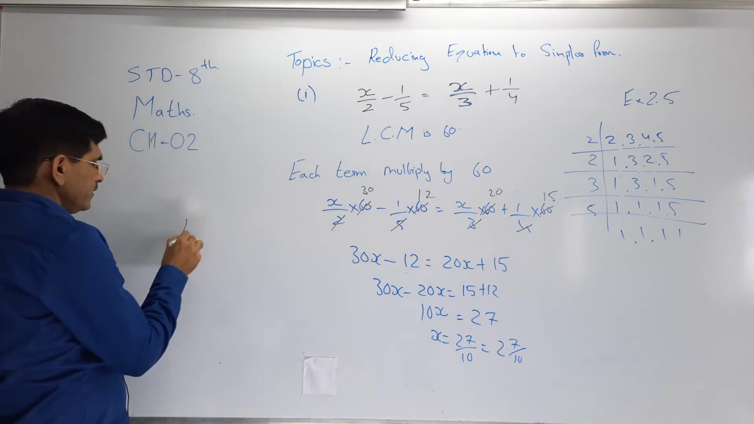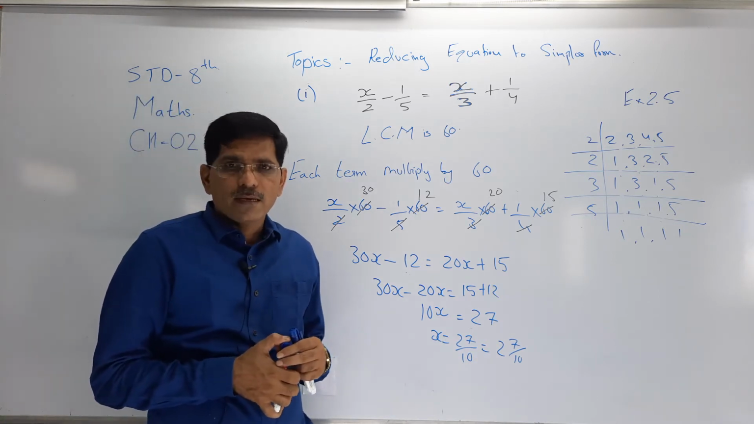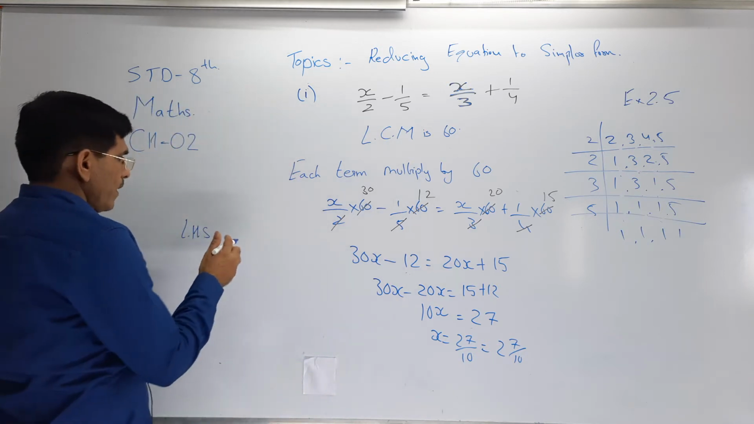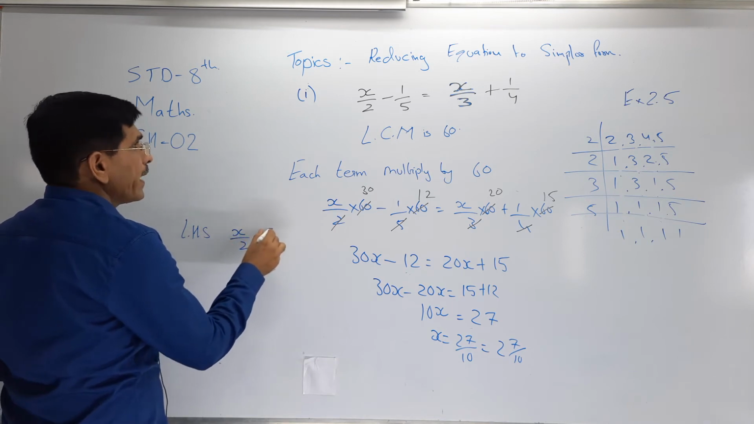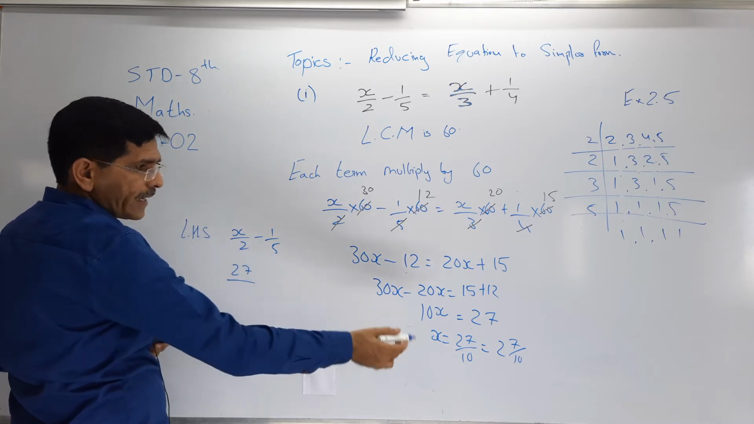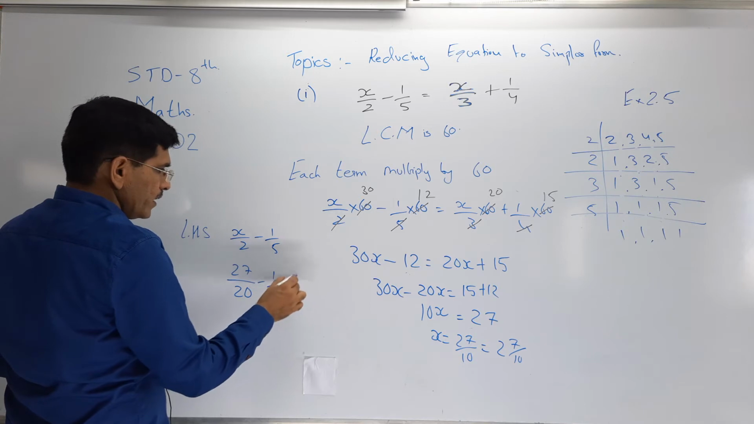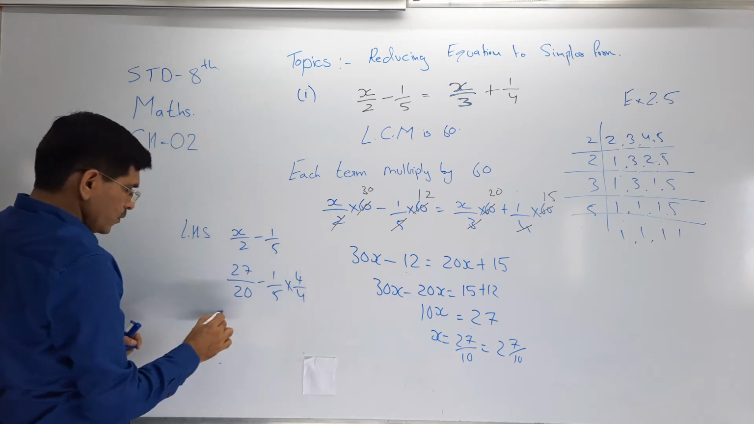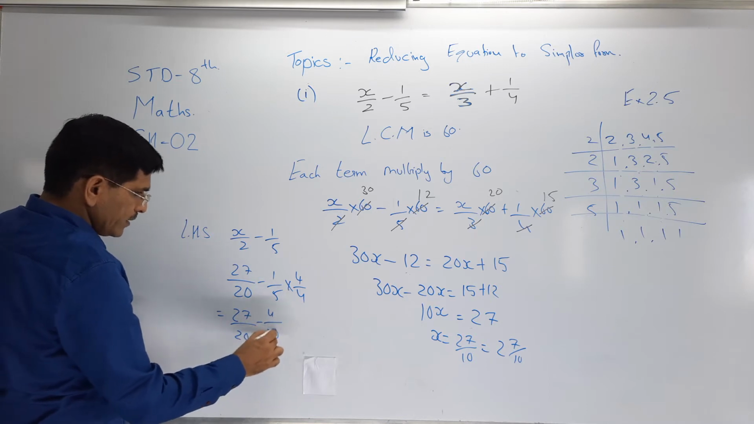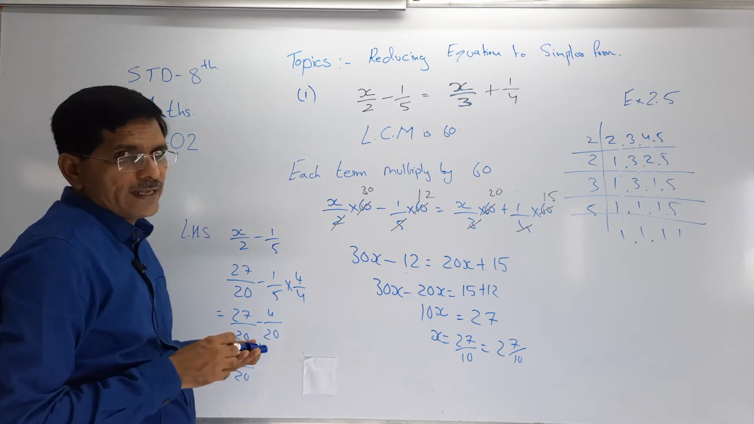On the left hand side, every time it is not necessary to check, but in an exam if you have time, then we can do the checking. So, x by 2 minus 1 by 5. So, x is equal to 27 by 10. 10 into 2, that is 20, and 1 by 5. We have to multiply numerator and denominator by 4 to simplify it. So, 27 by 20 minus 4 by 20. So, 23 by 20 we get on the left hand side.